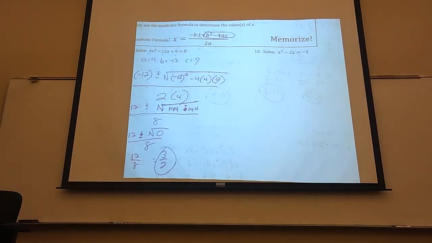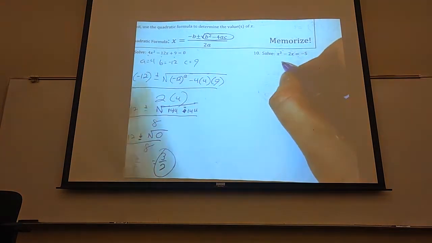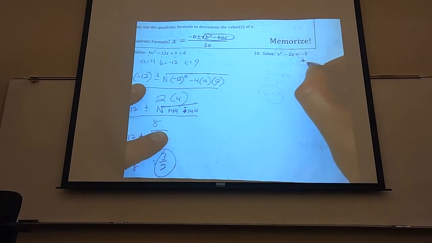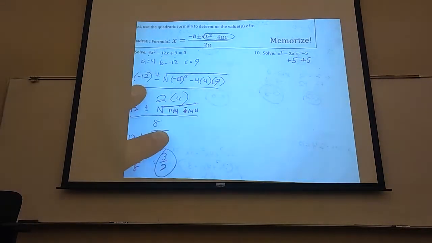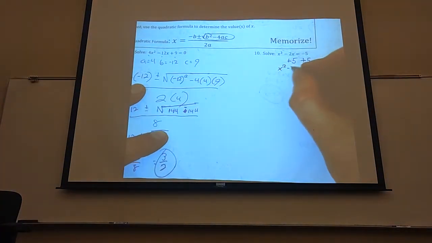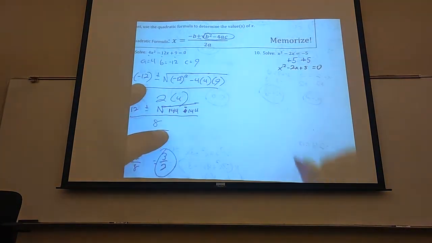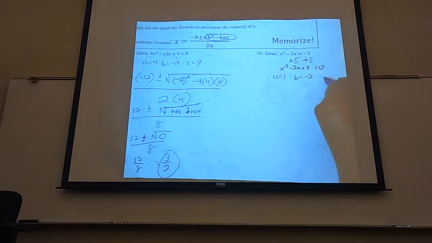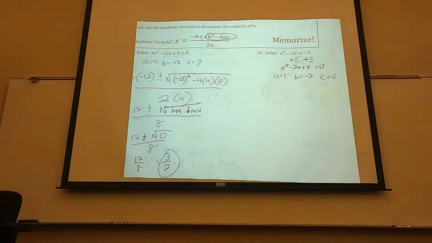Y'all want to do some more of these? Yes. Okay. So, can I do this the way it's set up? No. Why? We're gonna move it. It's not in standard form. That's right. It's not set equal to 0. I've got to move this 5 over. I've got A is equal to 1, B is equal to -2, C is 5. Plug all that in.